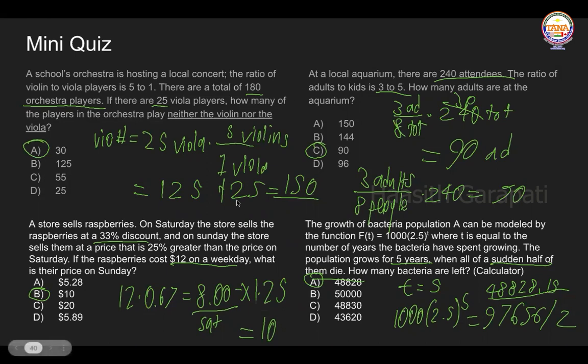Divisha, do you have a question? Yeah. So for the store problem, I didn't quite understand that. How did you get 8 times 1.25?